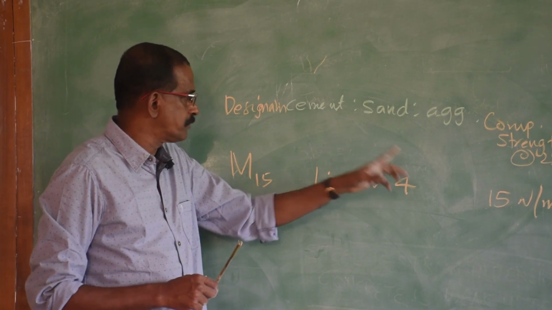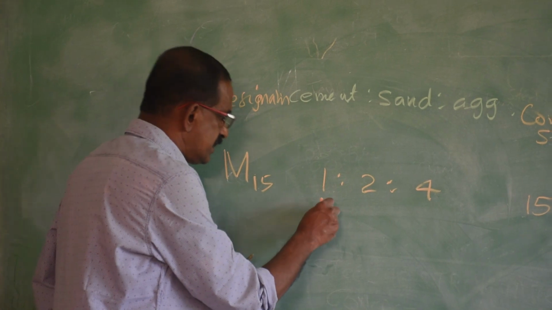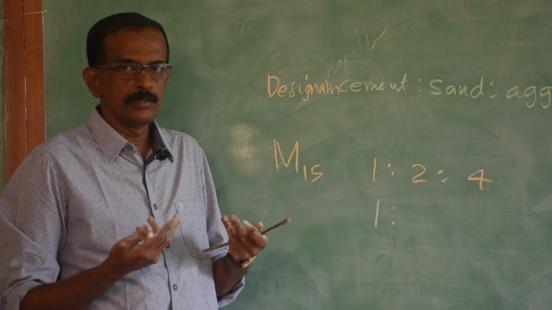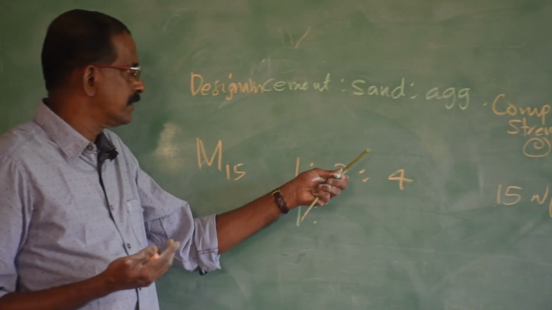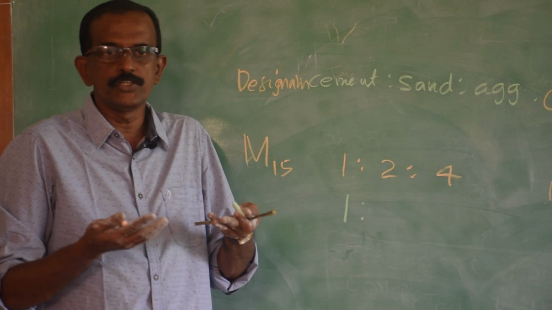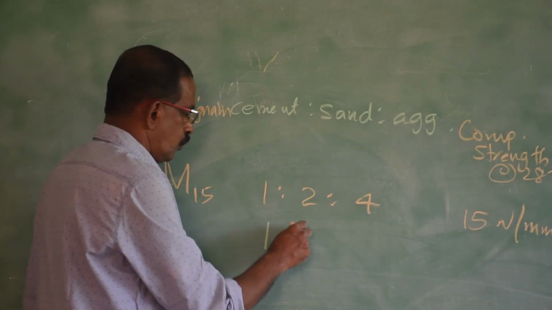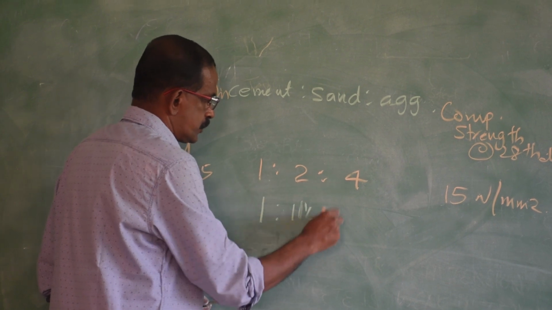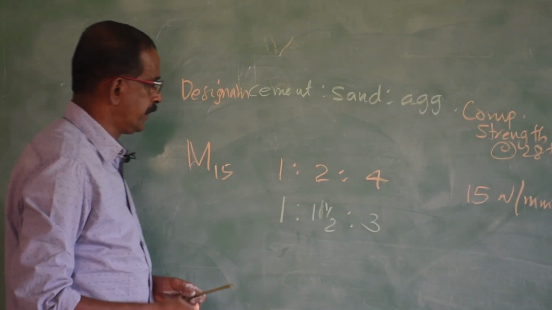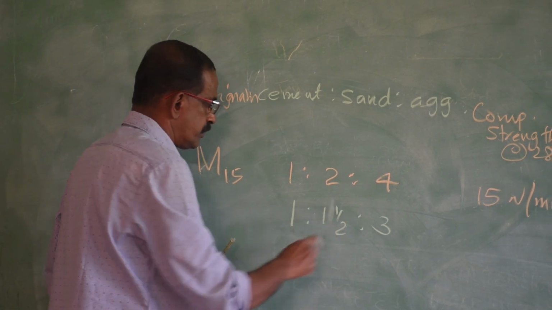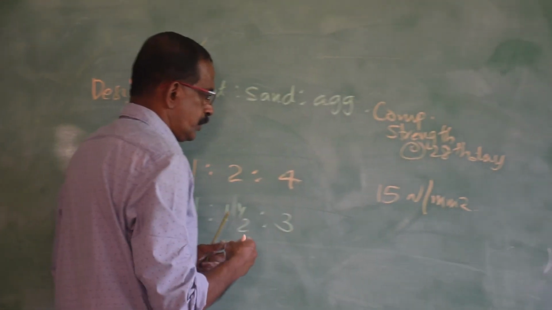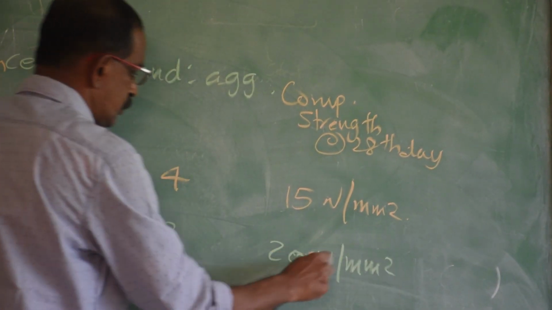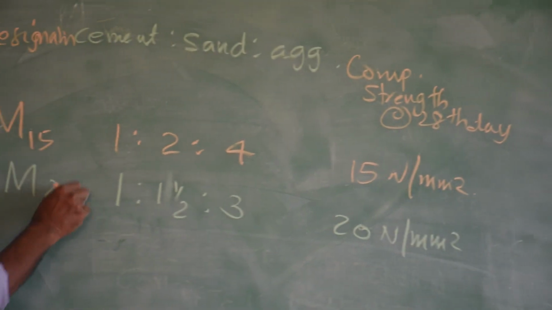But how can you get more strength? By keeping cement the same, say cement 1. How to get more strength? Reduce sand, reduce aggregate. Proportionally the cement quantity will be more. Say instead of 2, add 1.5. Instead of 4, 3. And this concrete will give a compressive strength of 20 newtons per mm square. So what is the designation of that concrete? That is called M20 concrete.